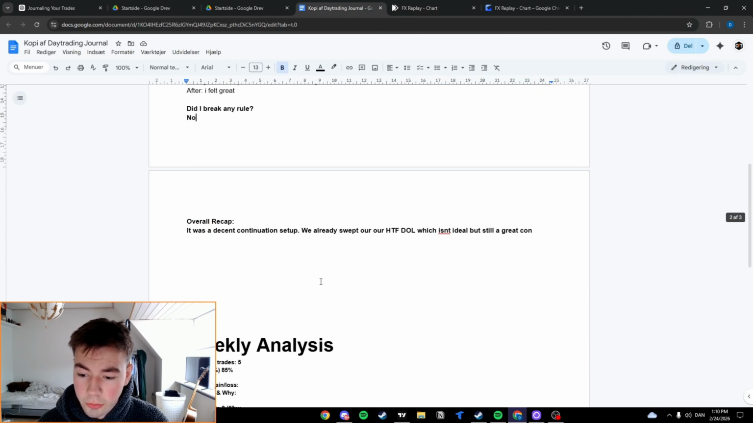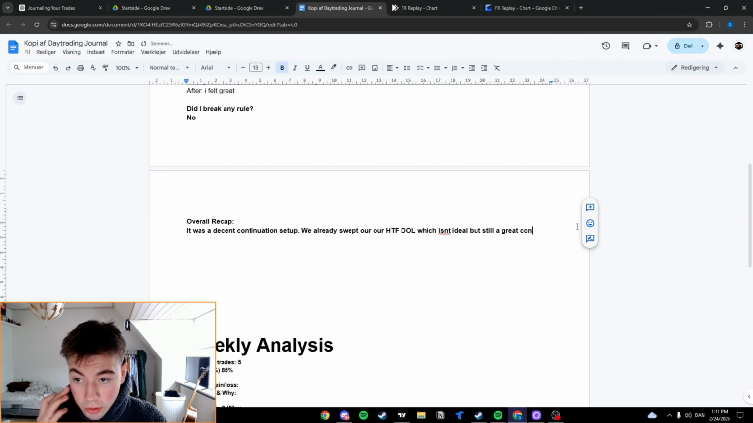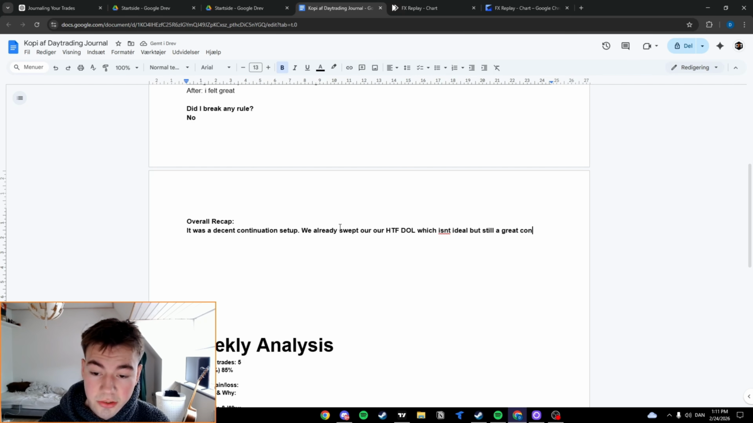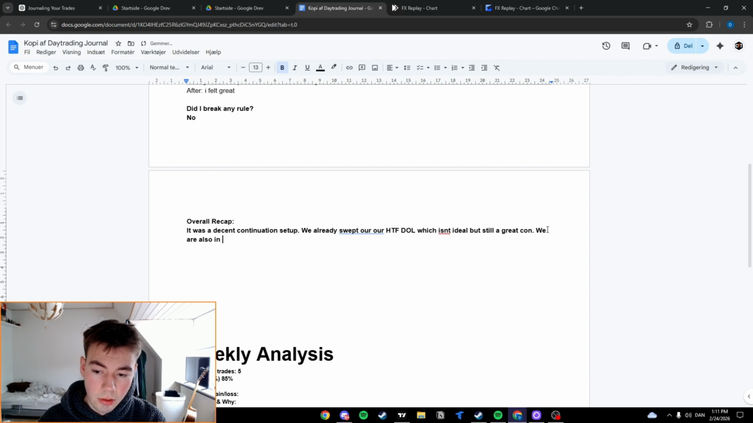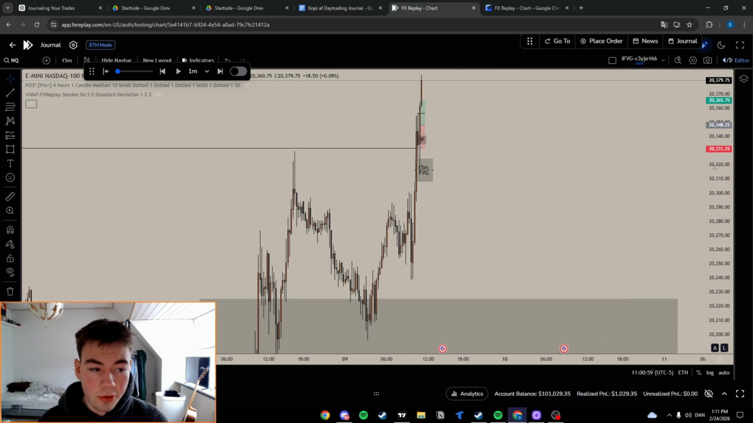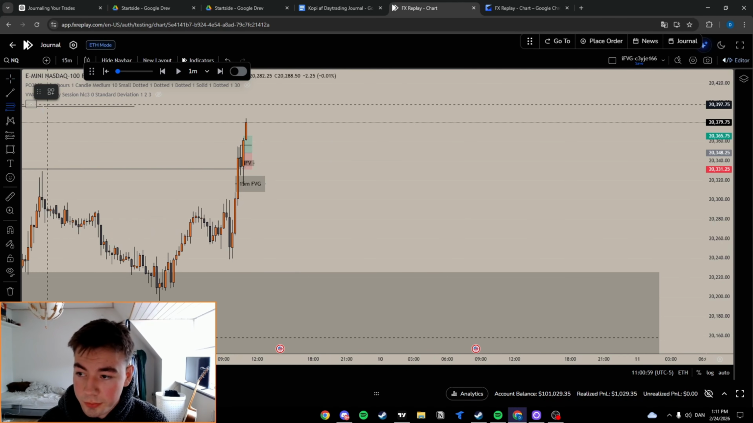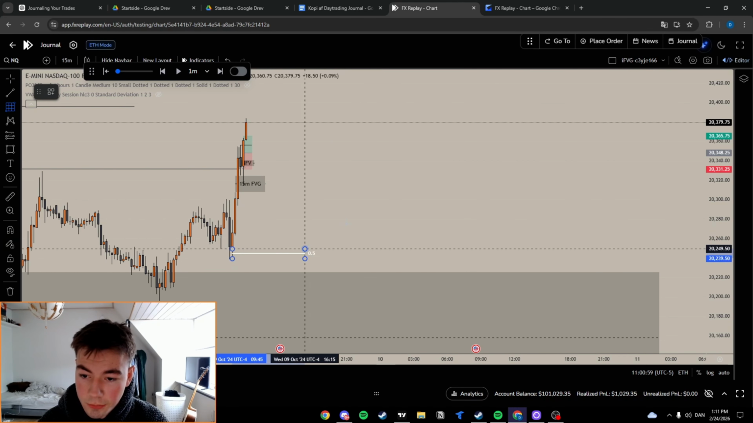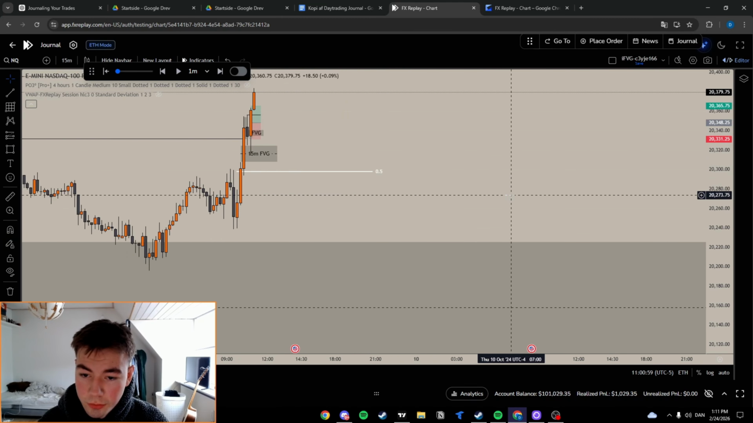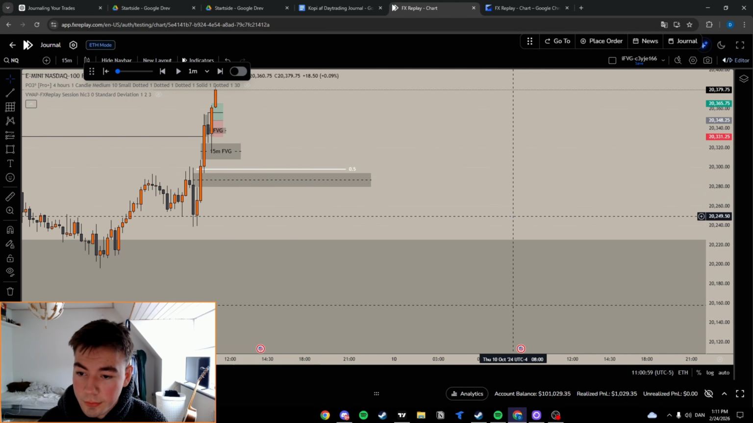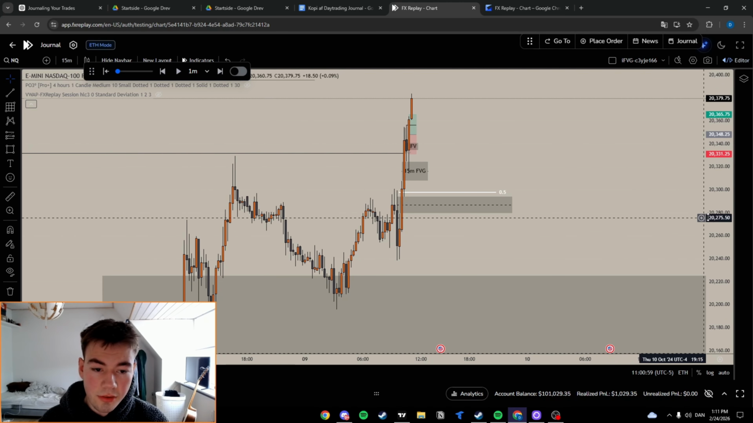Did I break any rule? No. Okay, and overall, trade recap, I wrote it was a decent continuation setup. We already swept out our higher time frame DOL, which isn't ideal, but still a great confluence. We are also in a pretty high premium range, which isn't ideal as well. From the opening, it would have been much better if we hit EQ of this range right here and got a setup from this Fibonacci gap right here, but still an overall decent continuation model.